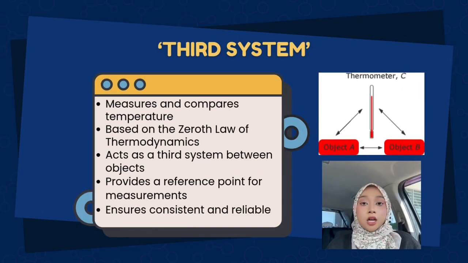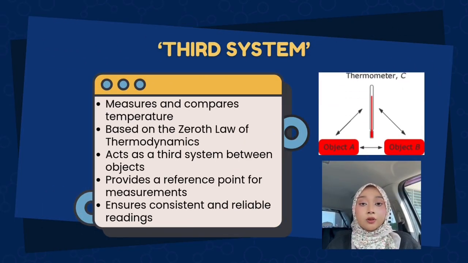Next, we want to understand how temperature is measured in a scientific and consistent way. This brings us to the zeroth law of thermodynamics. The zeroth law states that if two objects are each in equilibrium with a third system, then they have the same temperature. In practice, the thermometer acts as this third system, as shown in the diagram. It serves as a reference point between two objects, allowing us to determine whether they have the same temperature without comparing them directly. This is why thermometers are essential tools, providing consistent, accurate, and meaningful temperature measurement in both scientific and everyday situations.